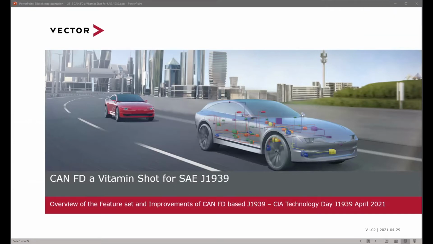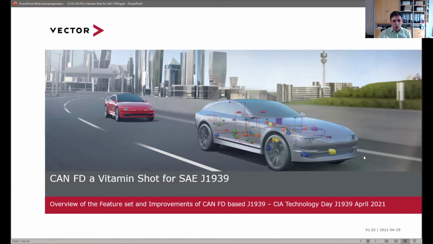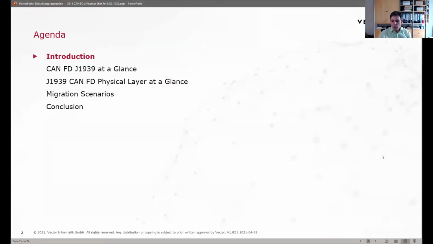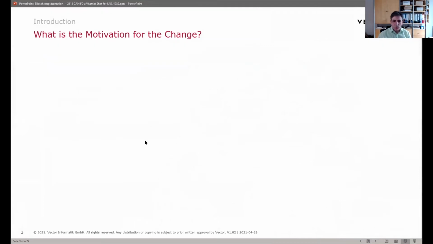So, CAN FD, a vitamin shot for SAE J1939. I guess a couple of the things Thilo has already mentioned. I would like to give you an overview here. I have structured my presentation in an introduction section, then FD J1939 at a glance. Then I will pay some attention to the physical layer. Then I may discuss some migration scenarios and then the conclusion.